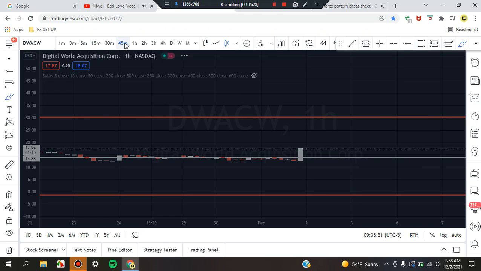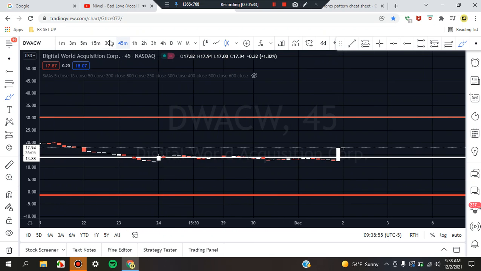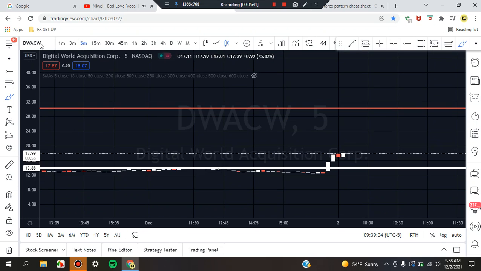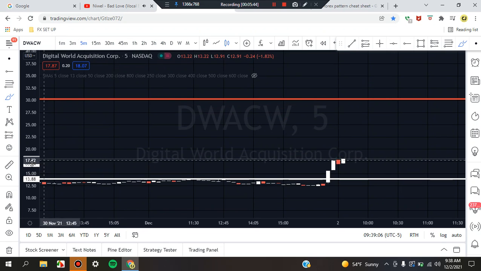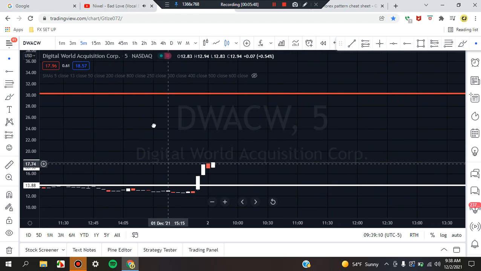Let's check the 45. So our market is getting extended. 45 is the same, 30 same, 15 same structure, just extended candles. 5 minutes, now we see something with 5 minutes. Let's take a look at what the 5 minutes is doing. So we got a little bit more structure that was added.